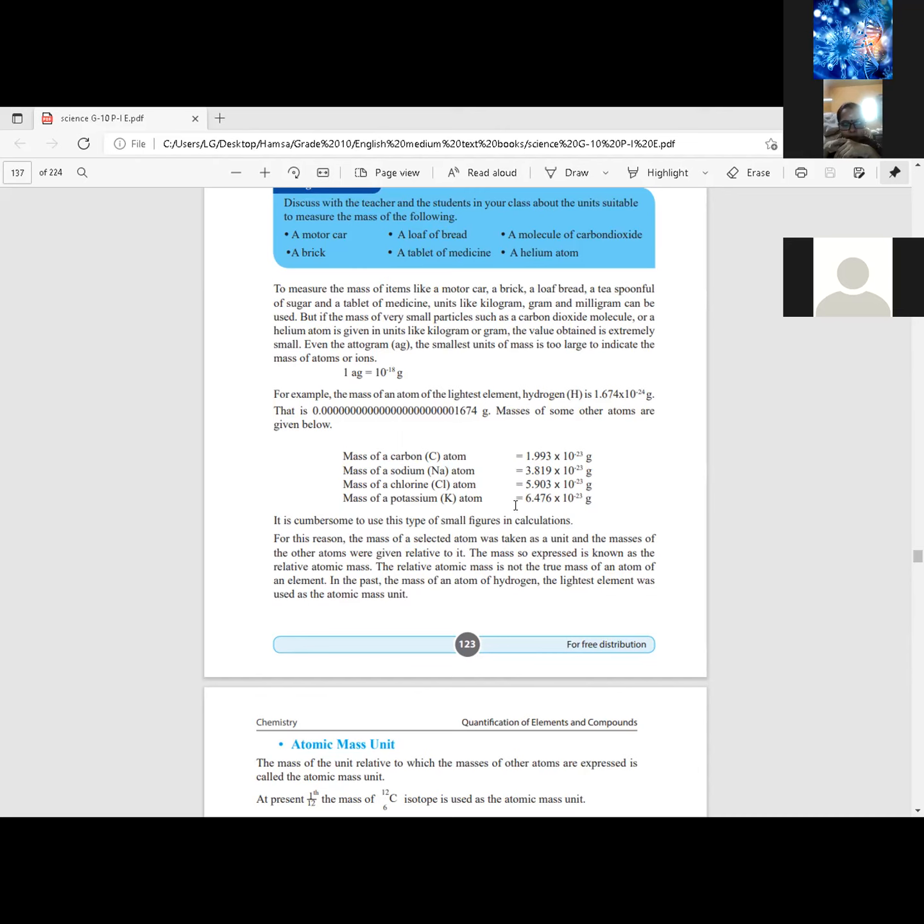But later on, they faced some problems with the hydrogen atom and avoided using it. Nowadays we are using the mass of a carbon atom. The mass of a carbon atom is 1.993 into 10 to the power minus 23 grams. Nowadays, we are using the mass of a carbon atom to represent the relative atomic mass.